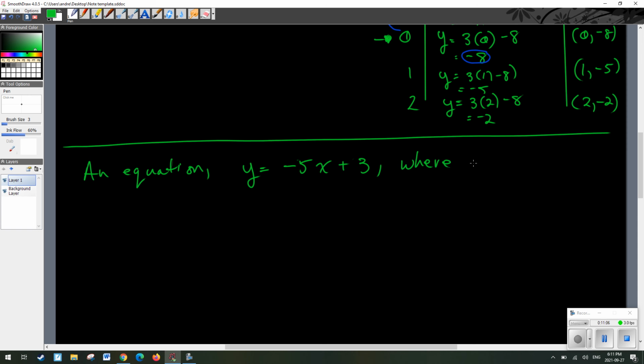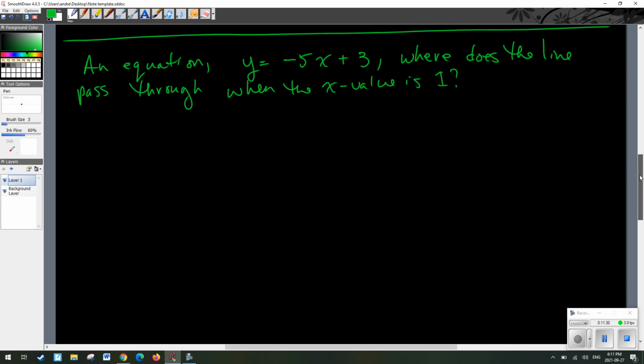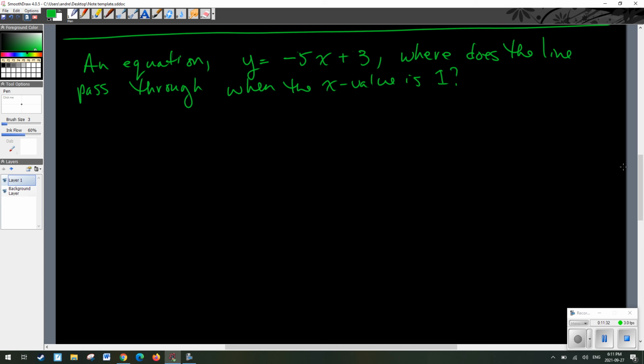Where does the line pass through when the x value is 1? So we could approach this in two different ways. One of them certainly much more efficient than the other.